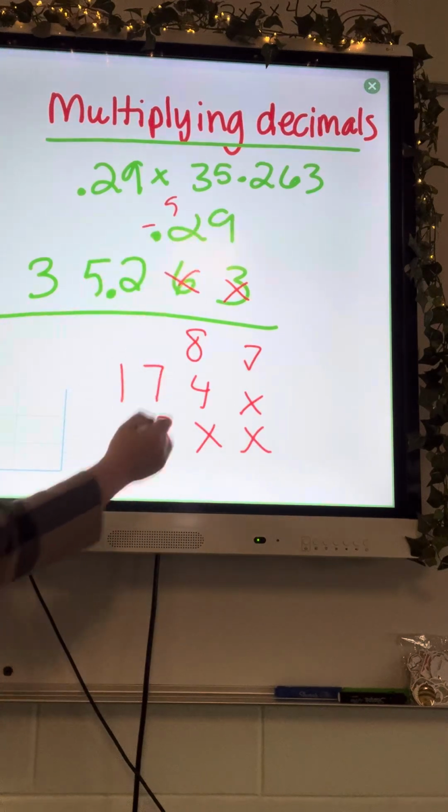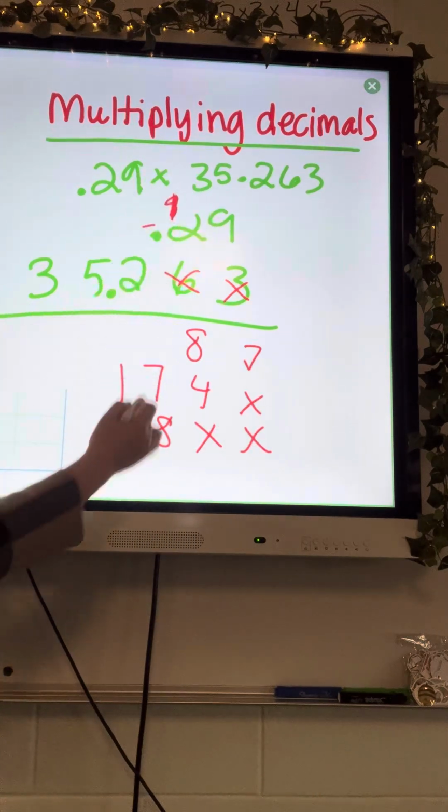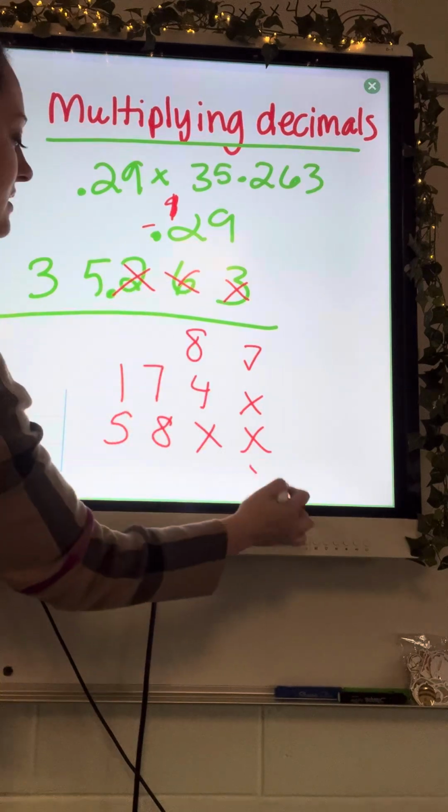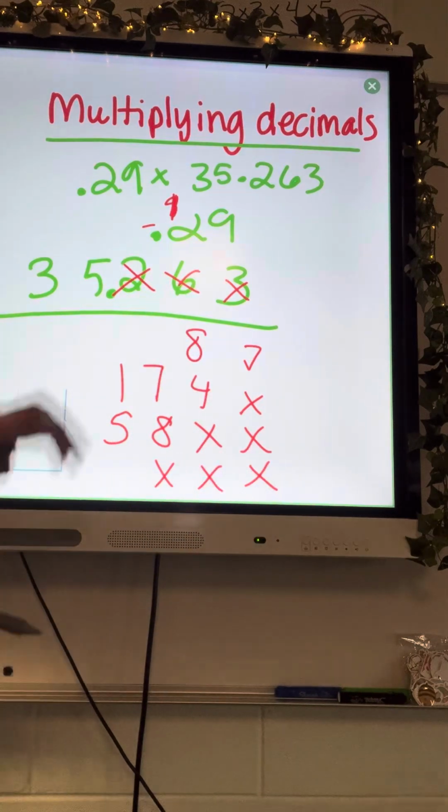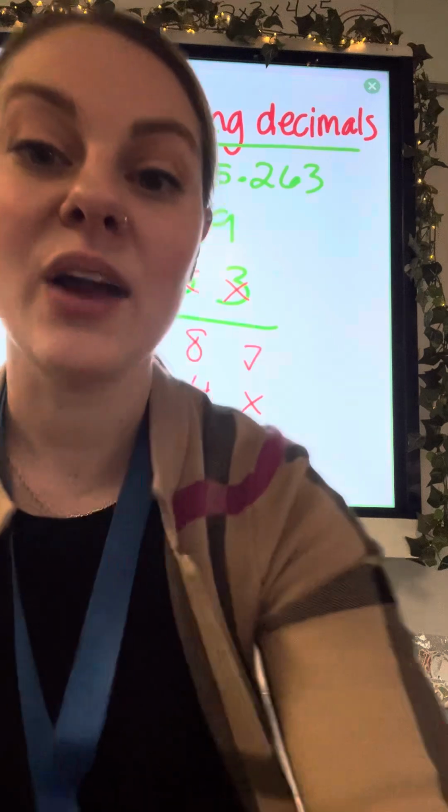2 times 9 is 18, carry the 1. 2 times 2 plus 1 is 5. I have 3 X's. So your problem is going to be like half of the page. I would not suggest doing that.